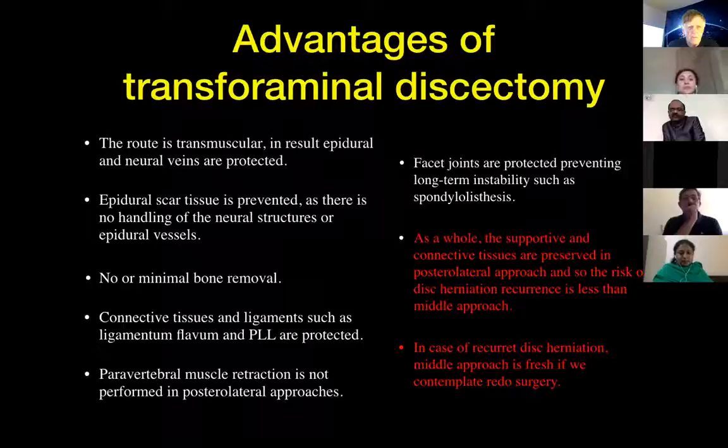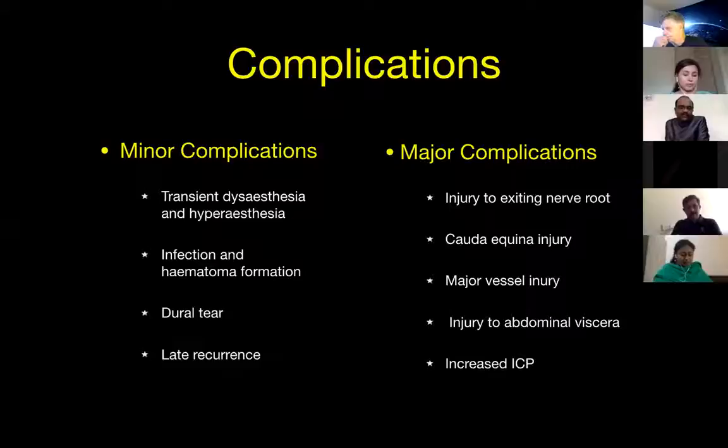In case of recurrent disc herniation, the middle approach is fresh if you contemplate redo surgery. But this technique is not without complications. The minor complications are transient dysesthesia, hyperesthesia along the nerve root handled. Infection and hematoma formation are quite rare. Dural tear and late recurrence can happen. Major complications like injury to the exiting nerve root, cauda equina injury, major vessel injury, injury to the abdominal viscera, mainly the kidney, and increased ICP due to the pressure exerted by the irrigating saline have all been reported.